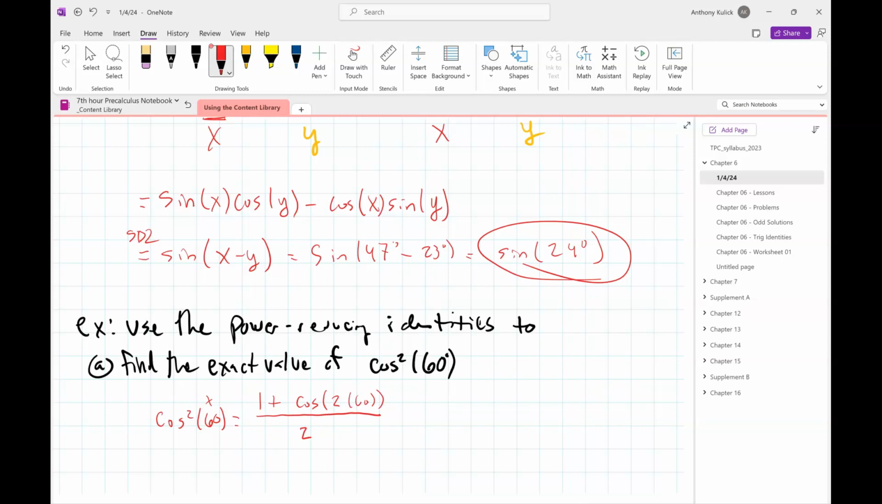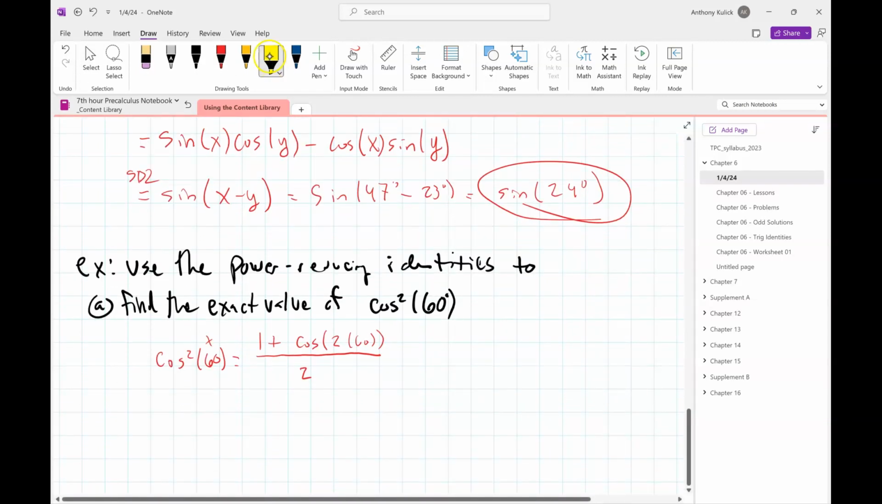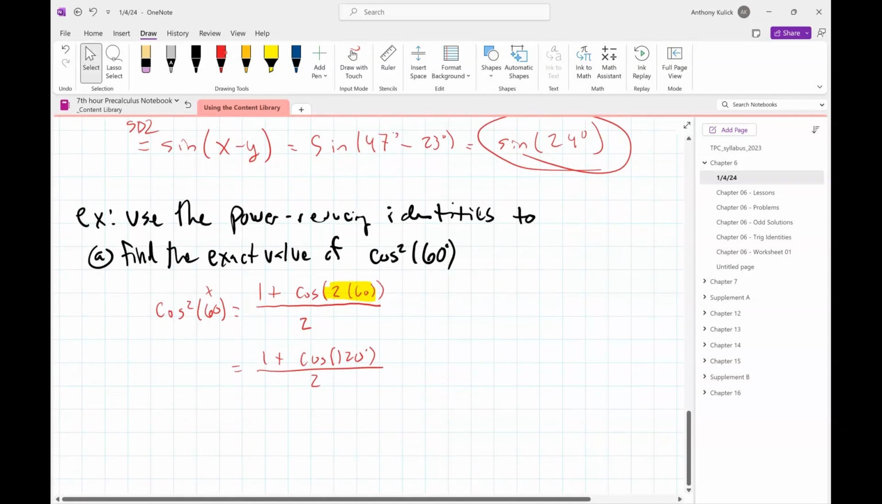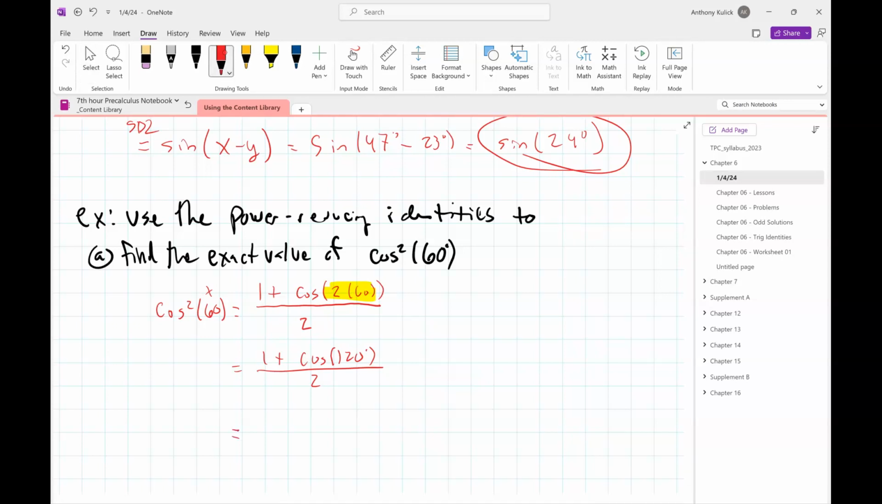Everybody so far so good? Now I have to go ahead and simplify that. 2 times 60 is 120. And now I'm going to evaluate cosine of 120. To do that, I go to the unit circle. What's cosine of 120 on the unit circle? It is negative 1/2. Very good.